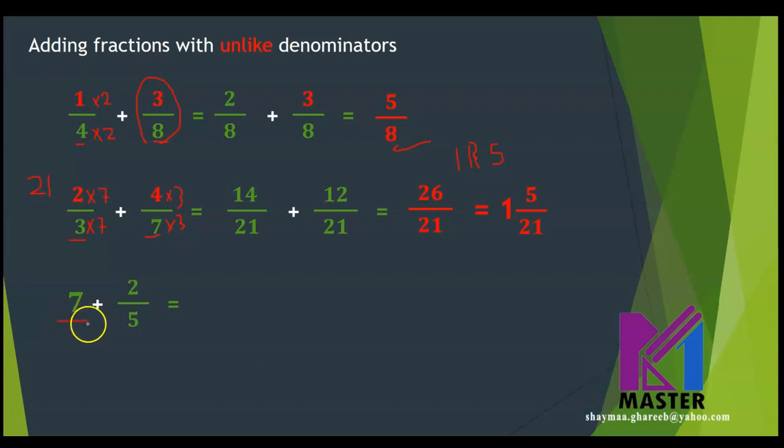Now, this is a whole number and this is a fraction. When we add a whole number to a fraction, we just write it as a mixed number, 7 and 2/5. So 7 plus 2/5 equals 7 and 2/5 as a mixed number. So now, do you know how we add a whole number to a fraction? We just write them together as a mixed number.